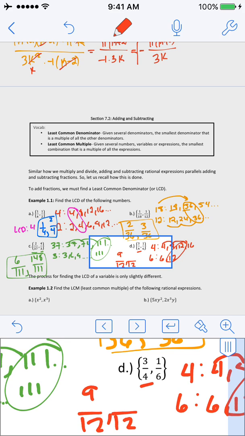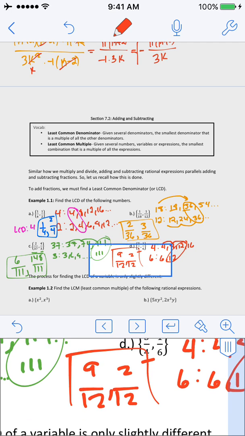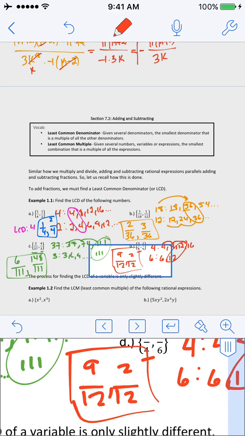On the second one, I had to change a 6 to a 12, which I times by 2. So I'll have to do that to the top. 1 times 2 is 2. And I end up getting 11/12 when I add them. Okay, so that's least common denominator.